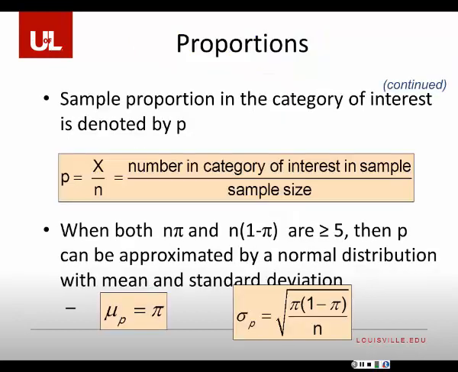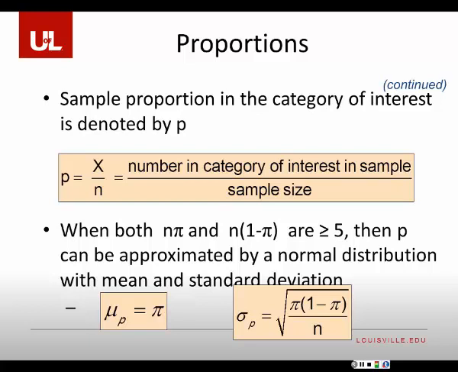It's still true that P is the point estimate for the population proportion. Population proportion we call pi. And P still represents the proportion of successes. So you want the total number of successes in the numerator over the total number of options in the denominator. So number in category of interest in sample divided by sample size. We can only use a normal approximation when we satisfy the rule that n times pi or n times 1 minus pi is greater than 5.